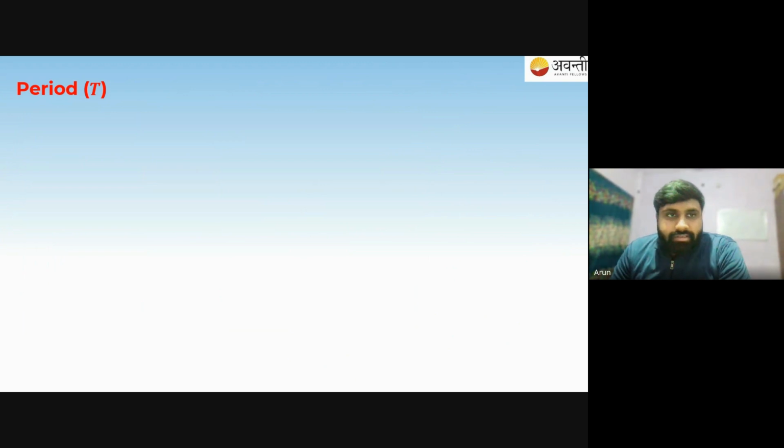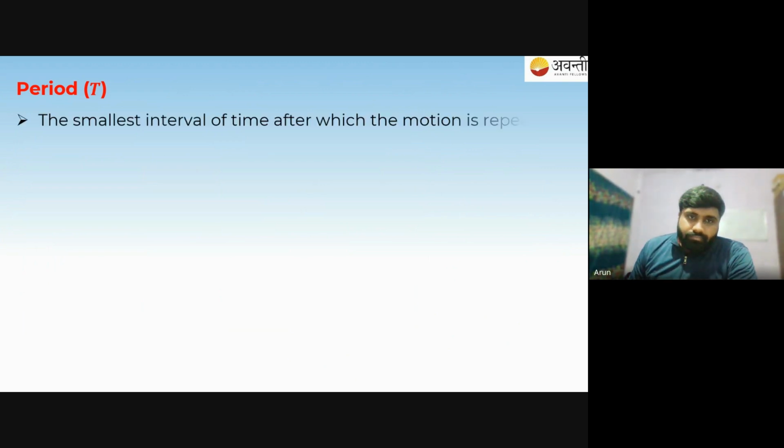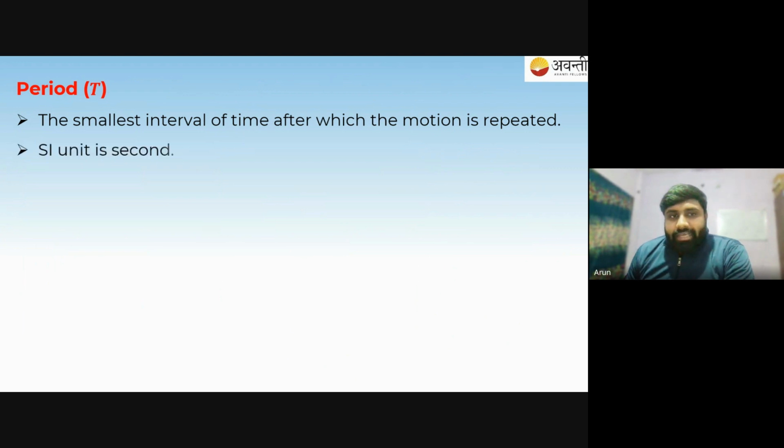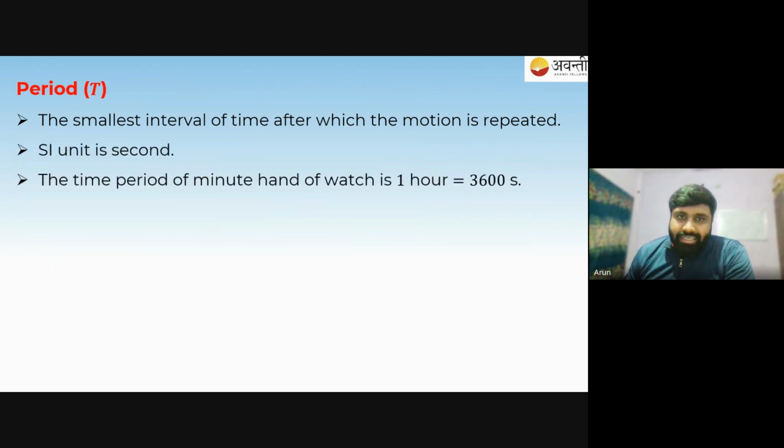The smallest interval of time after which the motion is repeated is termed the time period, and the SI unit is second. If I talk about the time period of the minute hand, the minute hand will repeat its motion after about 1 hour. After 1 hour, it will again go back to 12 if it is starting from 12.